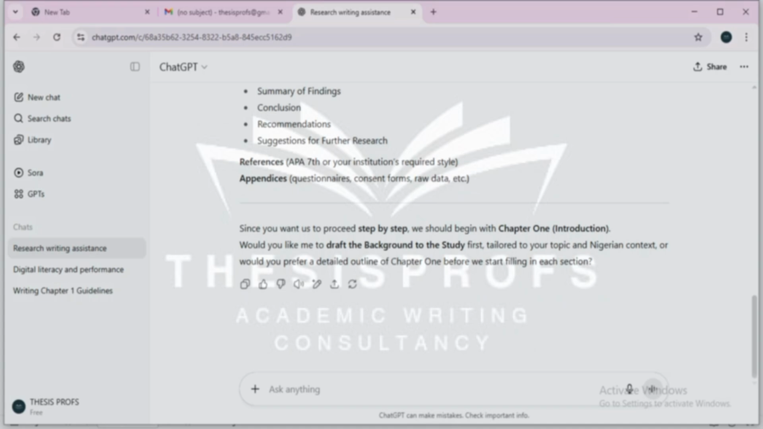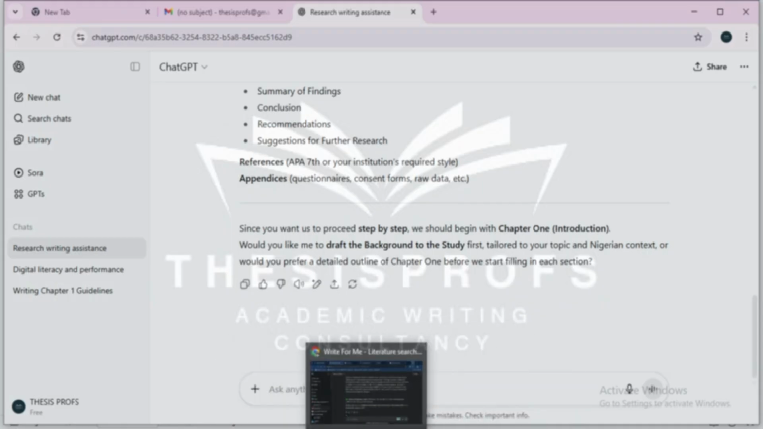You see, would you like me to draft the background to the study first, tailored into your topic in Nigerian context? Now, listen, some institutions do this. They would want you to provide introduction before background to the study. So it depends on how your institution flows. If your institution wants you to provide an introduction before you move to the background to the study, you can go ahead and prompt it, demanding that it gives you a structured introduction. Or if it's just background to the study, which forms up the whole introductory aspect of chapter 1. Beautiful.